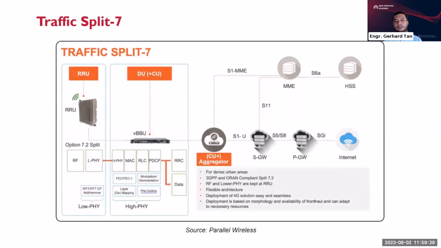So, citing this example, traffic split 7, you'll use this kind of model. Traffic split 7 means that you are splitting the traffic for a more efficient use of network resources, where lower layer traffic, including the physical downlink control channel and the physical downlink shared channel, is being processed at the centralized unit, while the upper layer traffic is being done at the distributed unit. Examples are the radio resource control or RRC, and of course the packet data convergence protocol or PDCP.